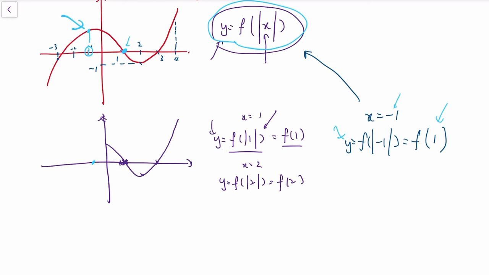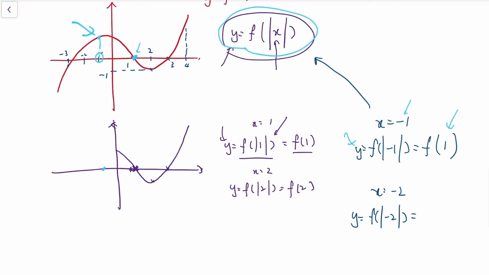Alright, let's try one more. What if x is -2? Then you put it into f absolute x. Well, originally, if you have f(-2), it should be some positive value on the original graph. But if you want f(|-2|), that's the same as f(2). Well, f(2) is actually -1. So when x is -2, the y value of f(|x|) should be -1 as well.